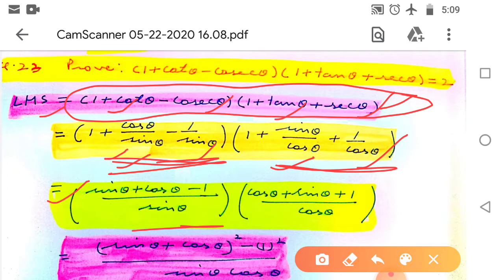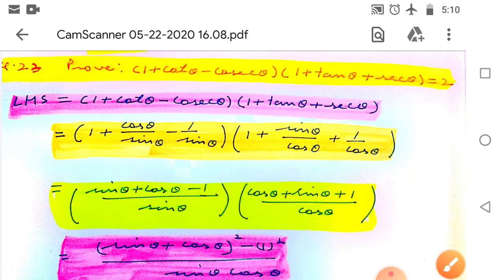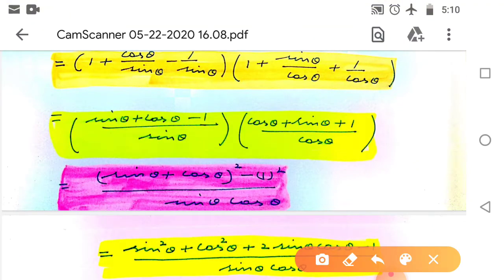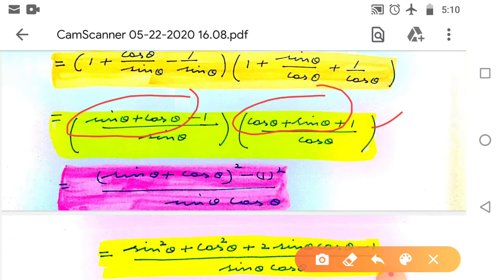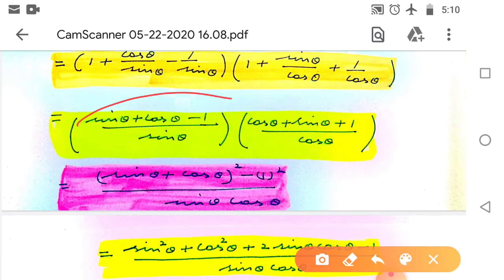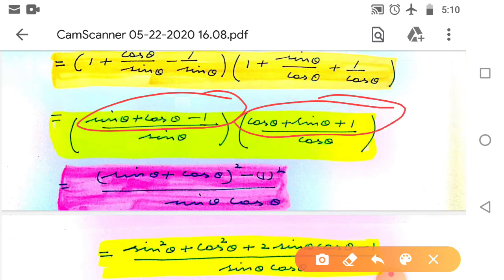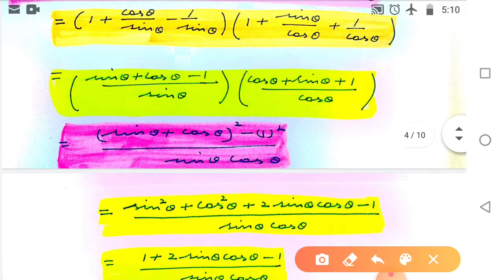In the numerator we have sin theta plus cos theta minus 1, and here when you take the LCM as cos theta, it becomes cos theta plus sin theta plus 1, right. Now look at this numerator: this is sin theta plus cos theta minus 1, this is sin theta plus cos theta plus 1. So this is in the form of a plus b into a minus b. Look at this, this is a minus b, this is a plus b. So that is a square minus b square. So after applying, a minus b into a plus b is a square minus b square. So it becomes sin theta plus cos theta whole square minus 1 square, right.